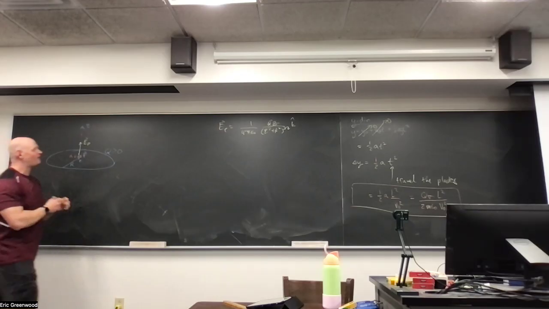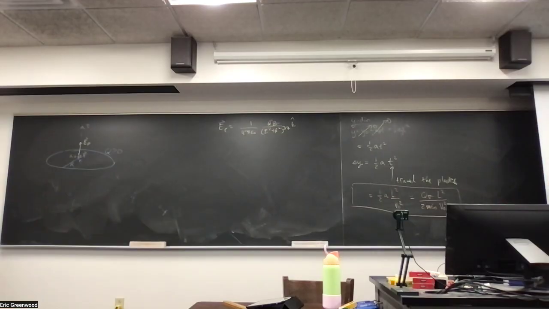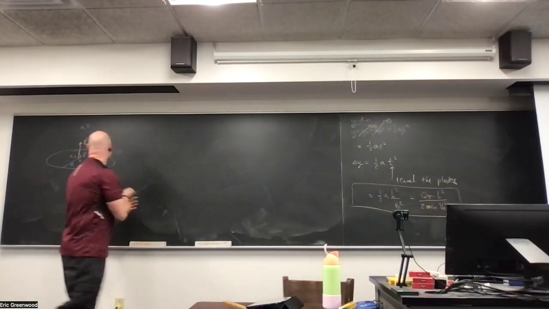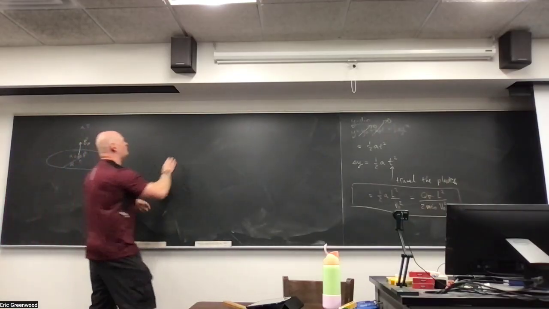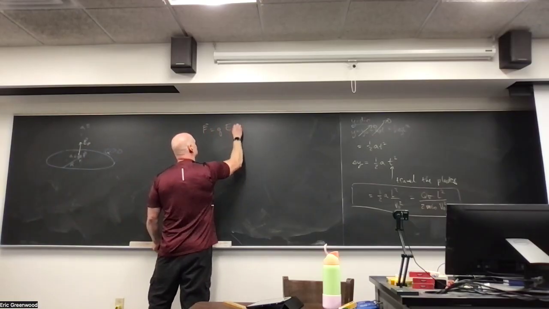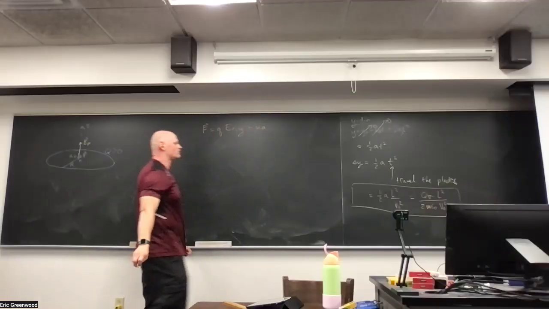Okay? So we want to know then, according to this problem, what is the angular frequency? Or in this case, it wants us to show that the angular frequency is given this way. So let's do that. So what do we know? So we now know that the force is going to be equal to the charge times the electric field of the ring, and that's going to be equal to the mass times the acceleration.